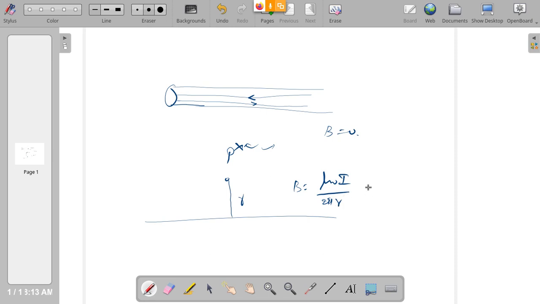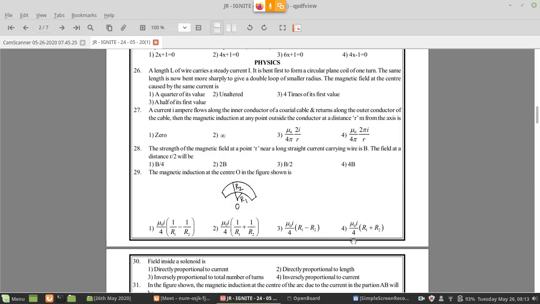Now when the radius becomes R by 2, there will be an R by 2 in the denominator. So that will be 2B. Therefore your B now, or B1 let us call this, becomes 2 times the original B. So among the given choices, that is choice 2. So for the 28th, the answer is 2.